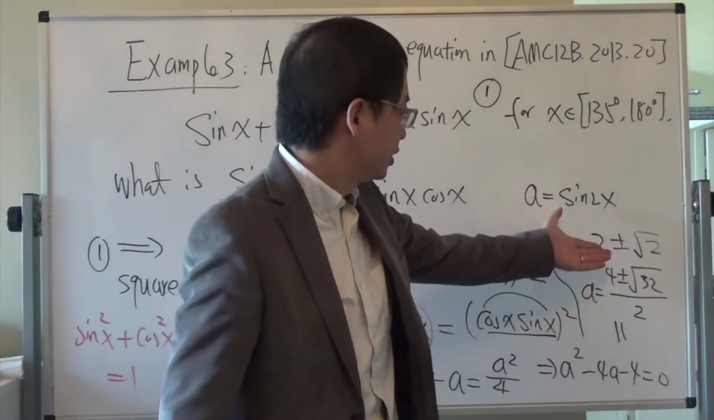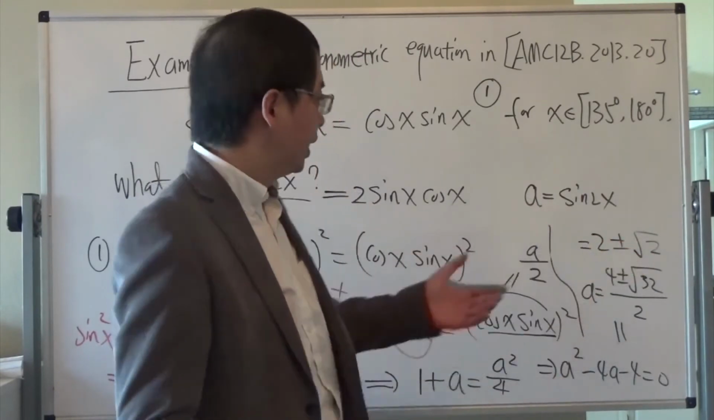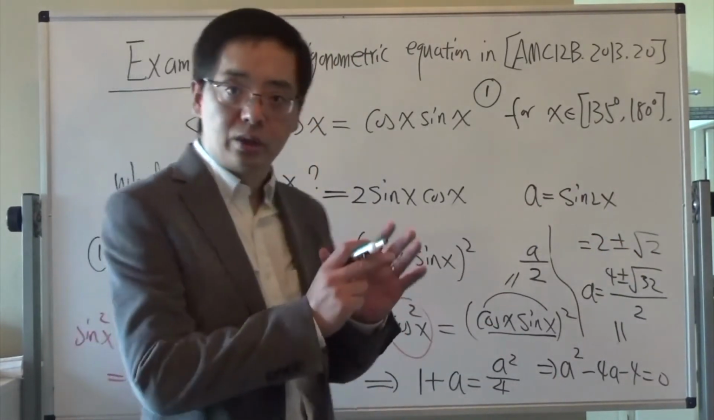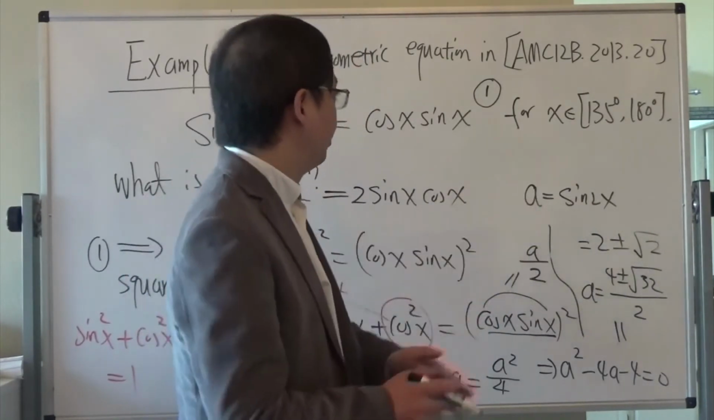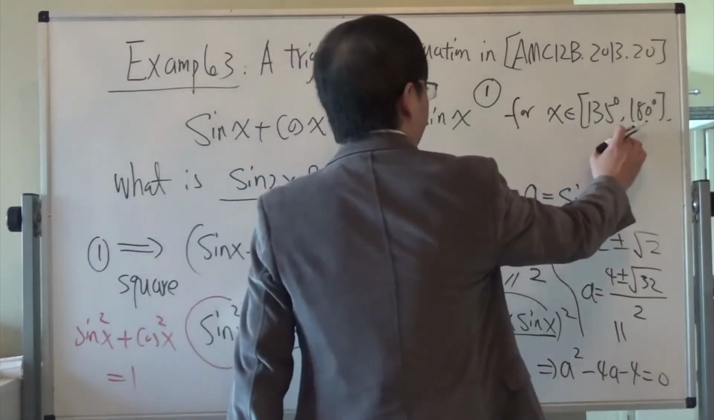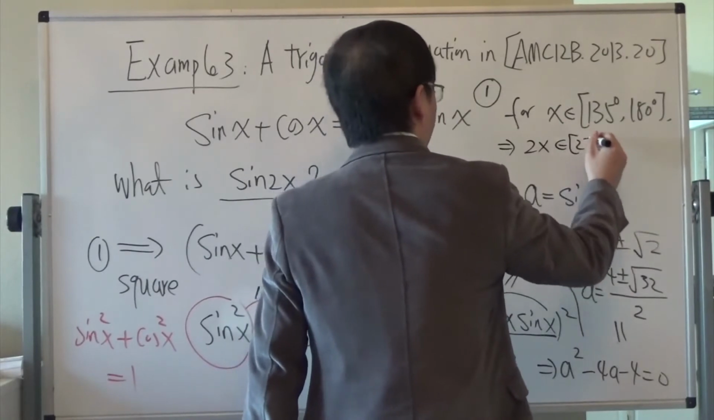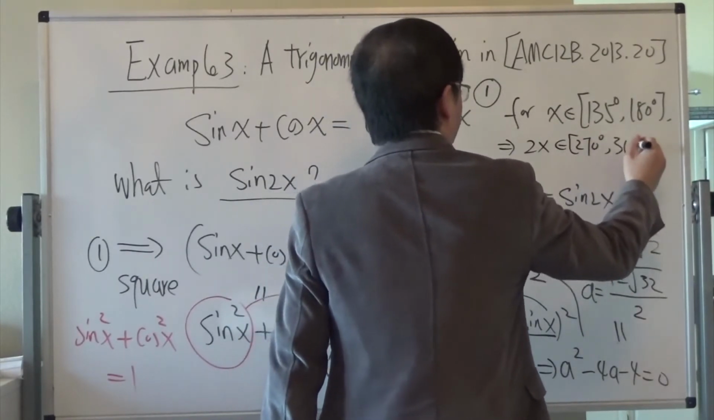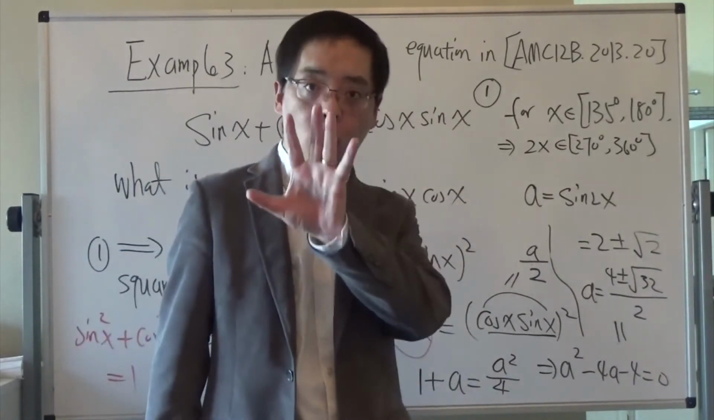Here we have two options, 2 plus the square root of 2 or 2 minus the square root of 2. Now what we need to do is examine the sign of a, whether it is plus or minus. Because here we have a range for x, so if x is between that, we get 2x between 270 and 360. We know that is in the fourth quadrant.